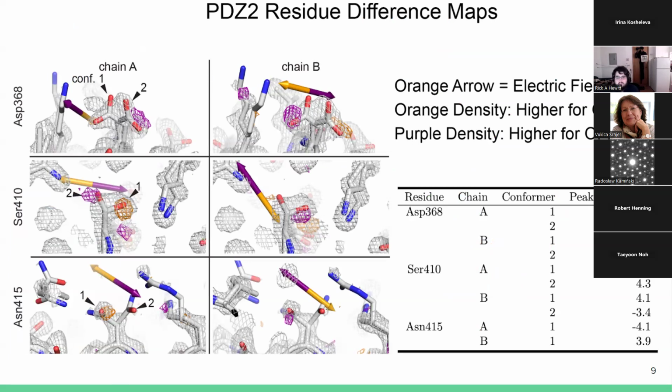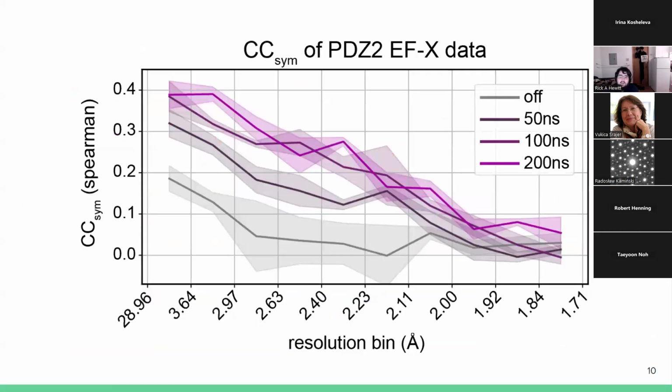On the left here, you see these difference maps that we're able to produce between the passes at the various time points, and also for electric field on and off. You can see these orange and purple arrows and the densities associated with them. So we're able to resolve residue difference maps in EFX experiments and time-resolved experiments, which is great. And here is the CC sim of the PDZ2 EFX data. You can clearly see a difference in the trend lines for each of the different time points, which is exactly what you should see for an EFX experiment.